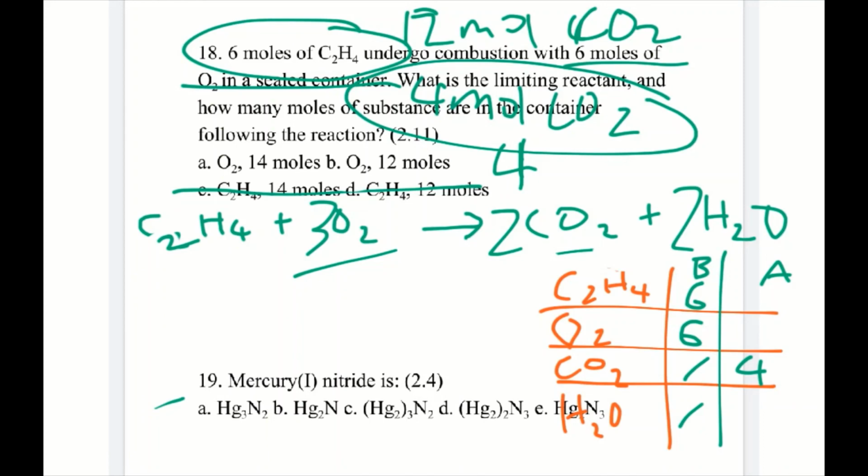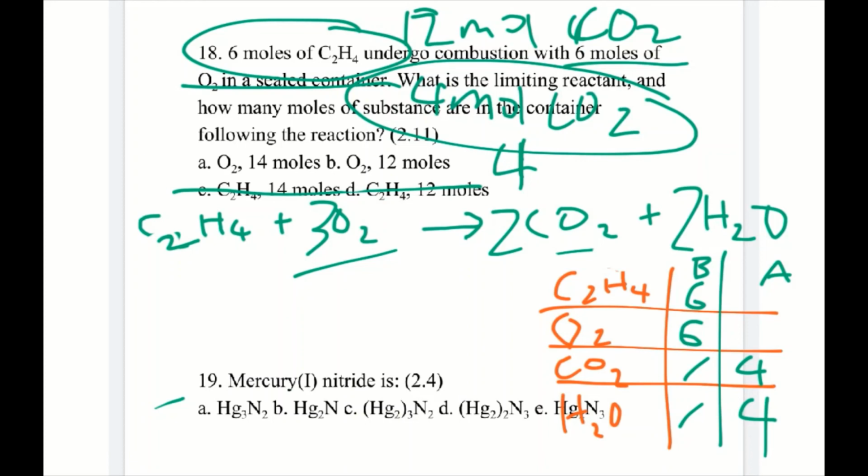Now if we produce 4 moles of CO2, how many moles of H2O will we produce? Well, according to this reaction, the ratio at which CO2 and H2O are formed is 2 to 2, or 1 to 1. So if we produce 2 moles of CO2, we will produce 2 moles of H2O. And therefore, if we produce 4 moles of CO2, we will produce an equal amount of H2O, or 4 moles of H2O.